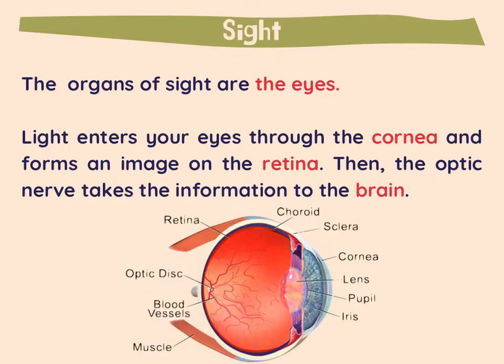Sight. The organs of sight are the eyes. Light enters your eyes through the cornea and forms an image on the retina. Then the optic nerve takes the information to the brain.